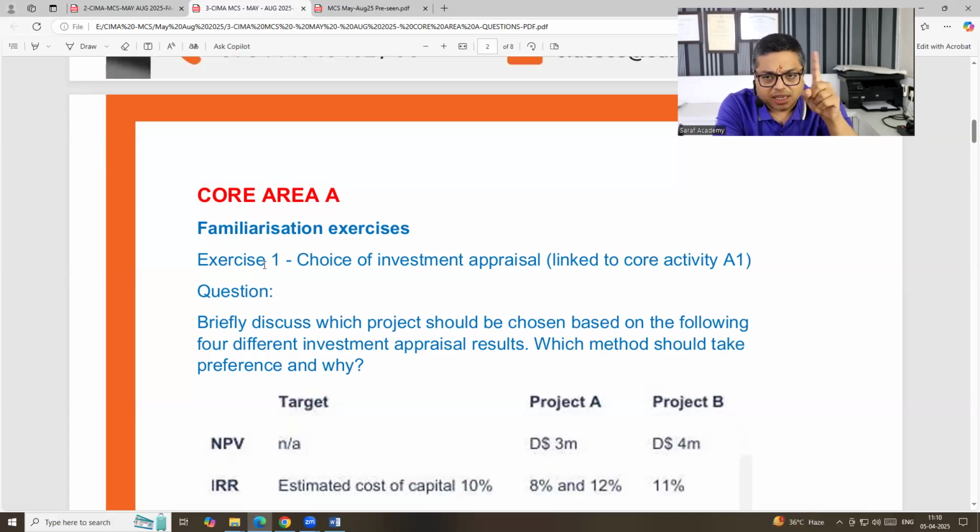When you are writing the answer, open a Word file and name the file, say Bindu core area A answer. In that Word file, type all the familiarization and practice task answers in one file. Keep font size 11. And while writing your answers, don't refer to anything. Because in the exam, you will not get the luxury of referring to anything.